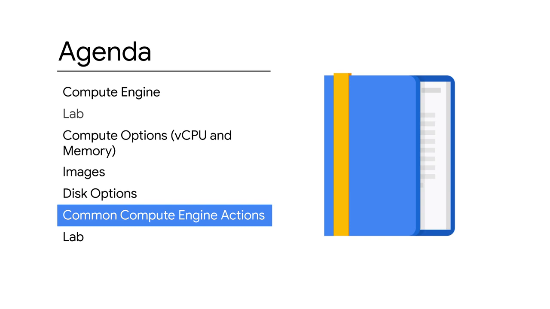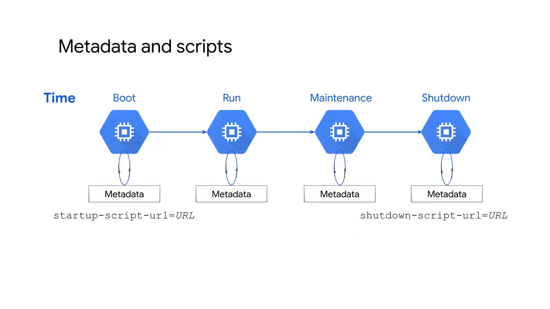Now that we have covered all the different compute, image, and disk options, let's look at some common actions that you can perform with Compute Engine. Every VM instance stores its metadata on a metadata server. The metadata server is particularly useful in combination with startup and shutdown scripts because you can use the metadata server to programmatically get unique information about an instance without additional authorization.